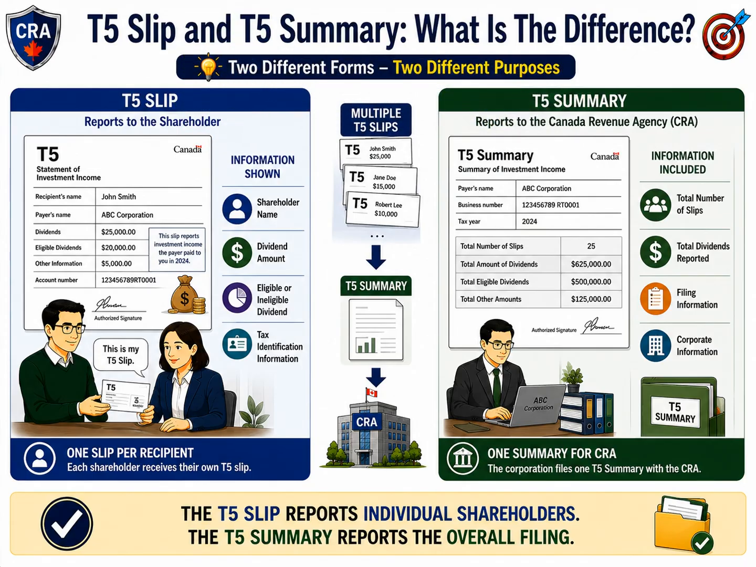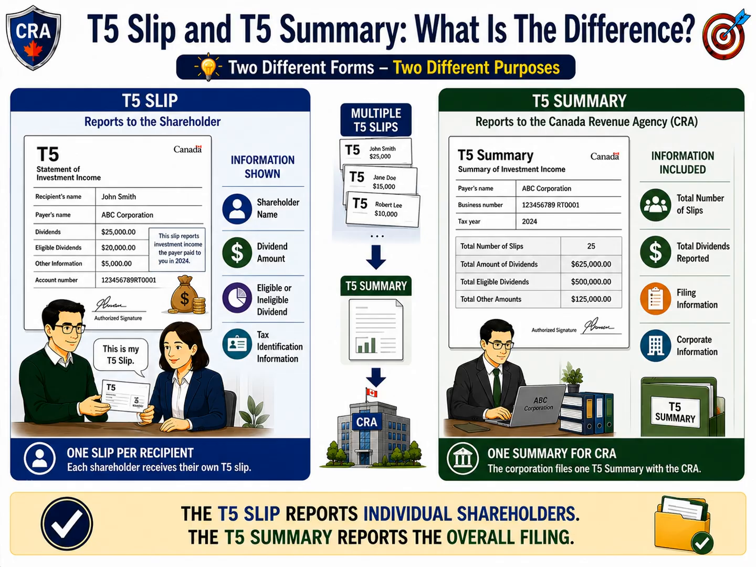Instead of focusing on one shareholder, it summarizes the corporation's entire T5 filing. It combines the information from all of the individual T5 slips and presents an overall picture of the reporting activity. The summary includes information such as the total number of slips prepared, the total dividends reported, filing information, and details about the corporation that is submitting the return. The flow shown in the center of the slide illustrates the relationship between these two forms.